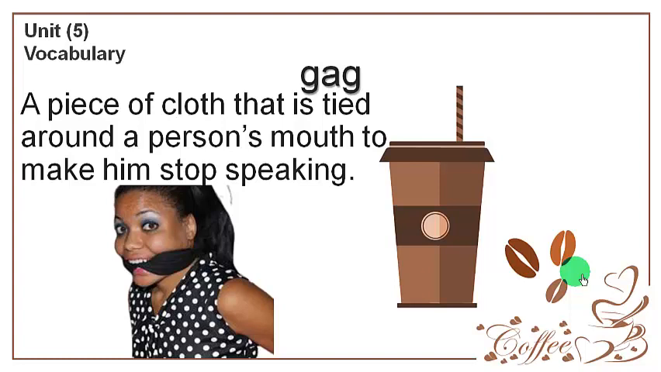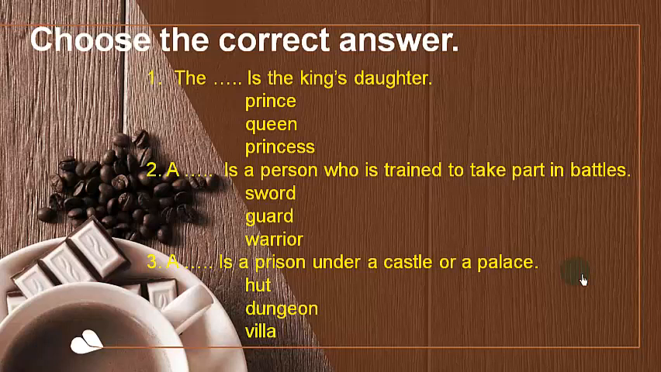To gag somebody is to put a piece of cloth around his mouth or inside his mouth to prevent him from shouting or asking for help. Alright? Good. Now guys, let's take a look at these questions, and again you will find a worksheet on the website with more questions for you to be answered.